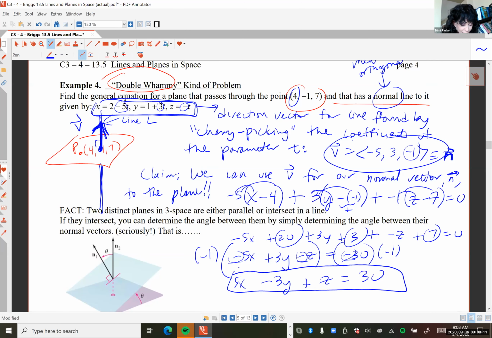Now, I'm not saying you're going to lose any points off of MyMathLab if you have a very negative looking equation. I think you'll be fine, but I'm just giving you tradition. Okay, there you have it, and I'm done with that problem. Questions?